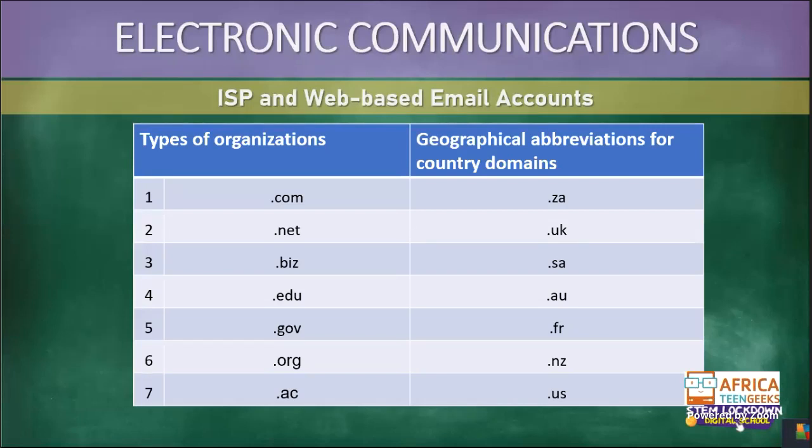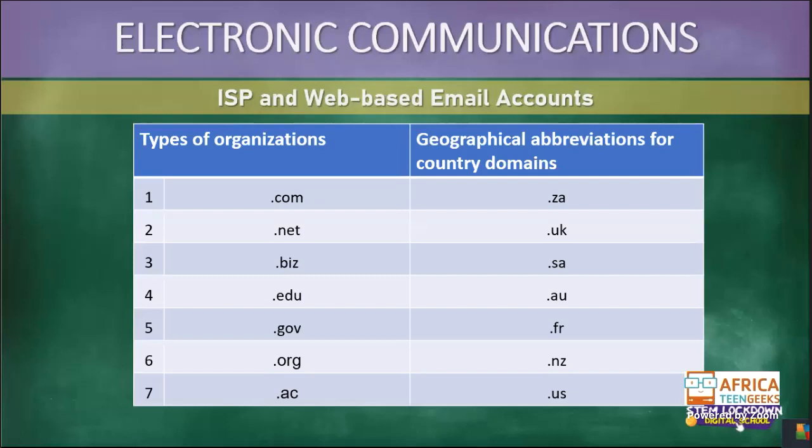NZ. Let's see. New Zealand, you got it. And then the last one, this one must be common. The only thing that is not there is A. US is for United States. Perfect. So these are some of the common domains.